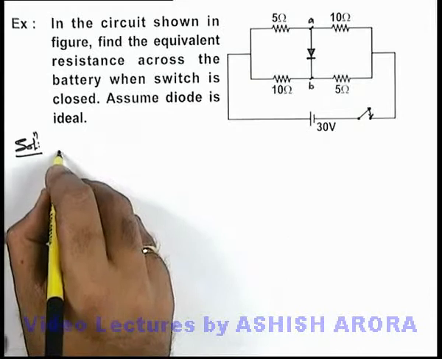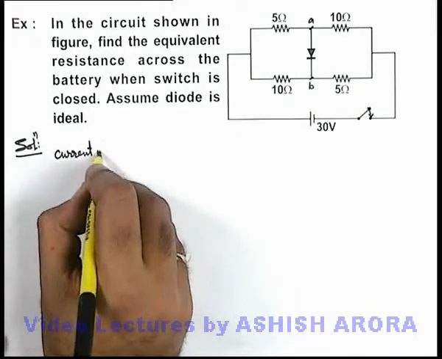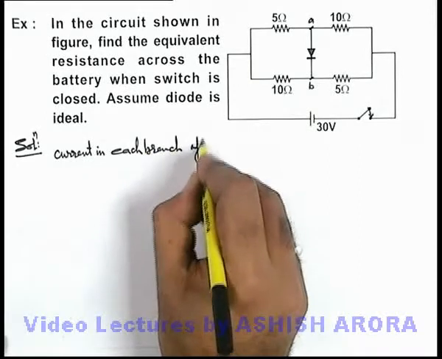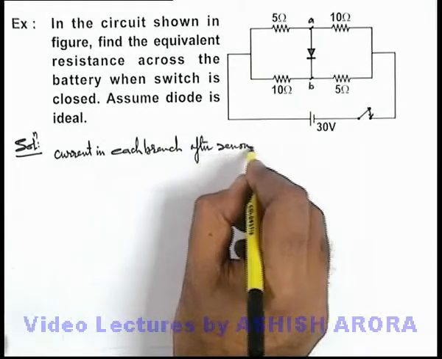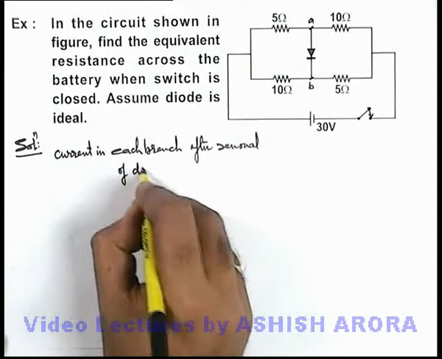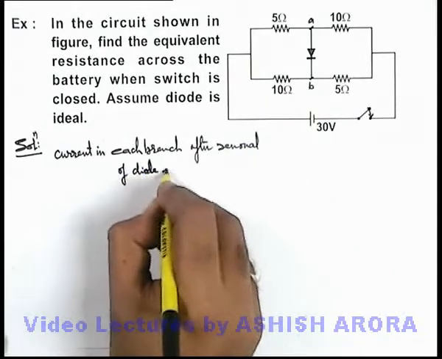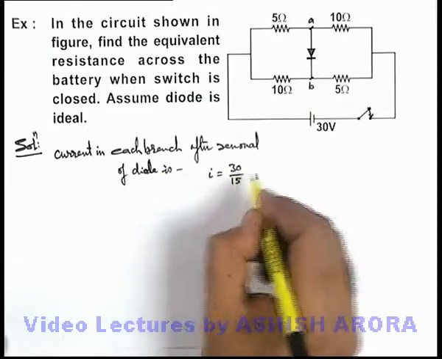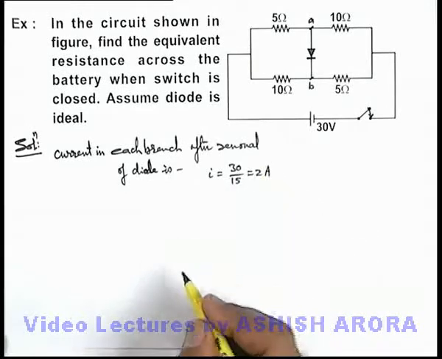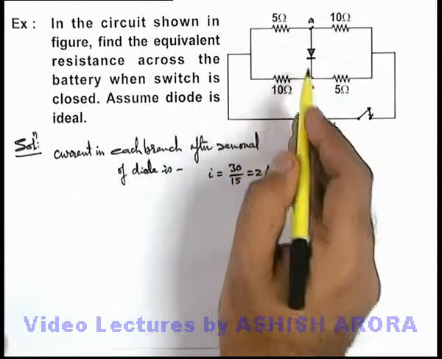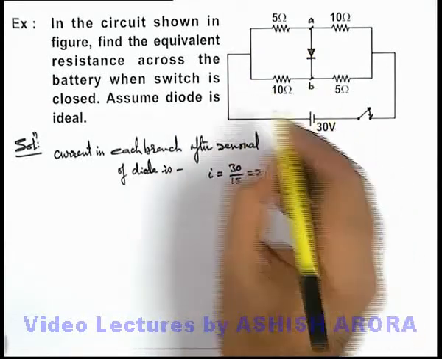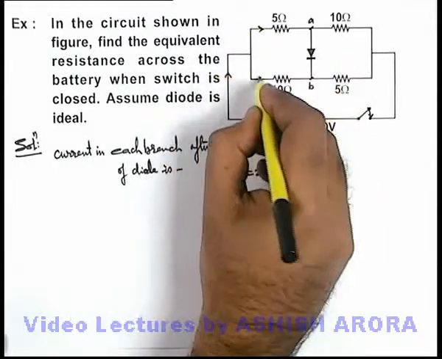So we can write the current in each branch after removal of the diode as 30 by 15, which is 2 ampere. Now, in this situation, we can easily calculate the potential difference across A and B by writing Kirchhoff's voltage law from one point to another, because in this situation, the current is flowing from left to right.